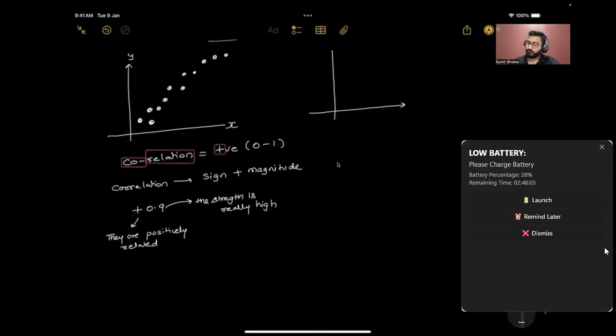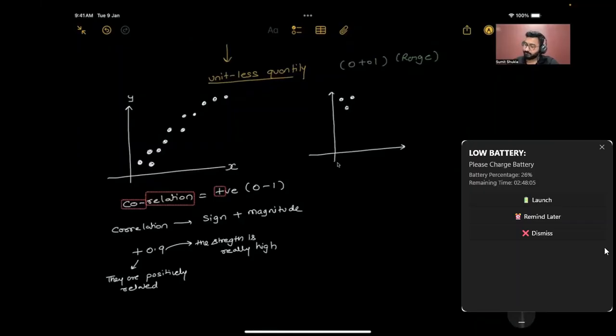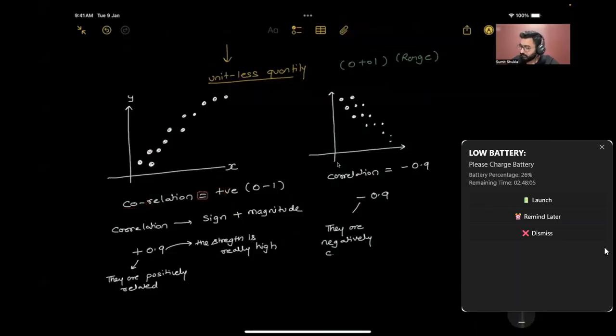Let's say the scatter was like this. Now in this case, your correlation, let's say, came out to be minus 0.9. Now please remember, whenever you read correlation, read it as sign and then magnitude. Don't read it on a number line. So here I will say minus 0.9. So minus basically means they are negatively related. And 0.9 means their strength is really high.